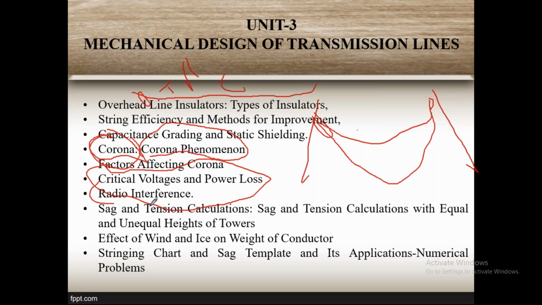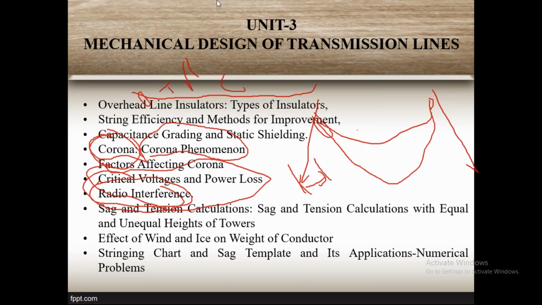Next one is radio interference. What is the meaning of radio interference? Suppose a transmission line and a telephone line are both travelling along the same parallel path. At that time there is interaction between these two different lines. One is the electrical supply, another one is TV signals. If there is any connection between them, that is called radio interference.